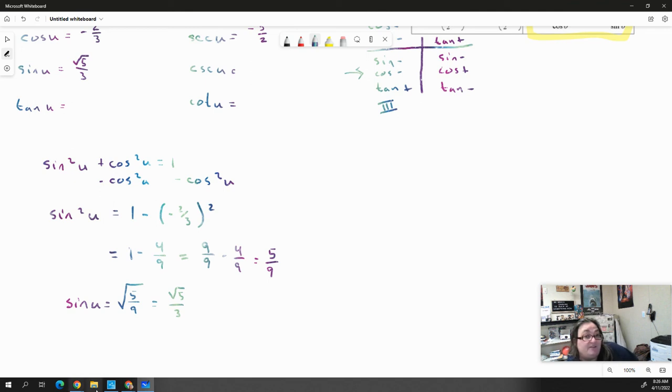Is it positive or is it negative? Well, it would be negative, because we know that sine in quadrant 3 is negative.